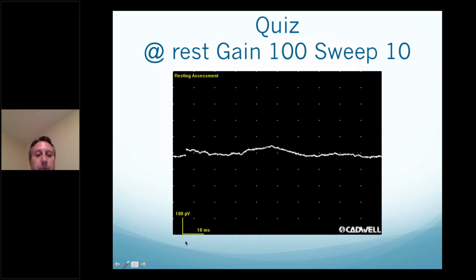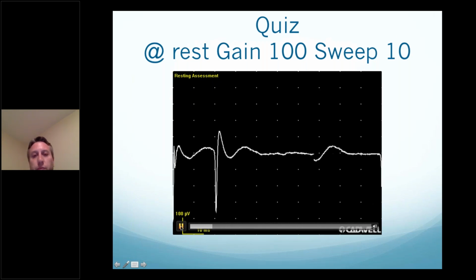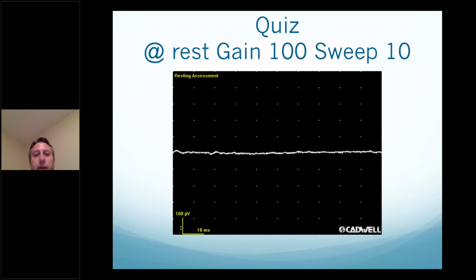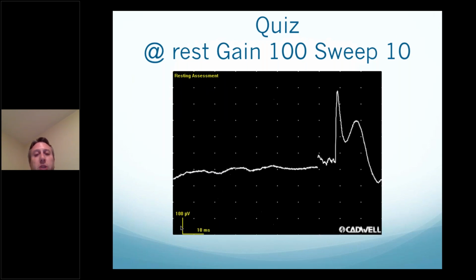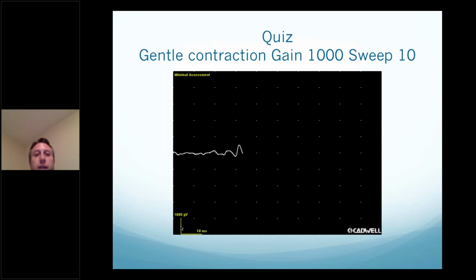I'll play it one more time so we can see it again. It's there, and it looks like it keeps going, but then it just dies. It starts again and goes a little bit, but it didn't continue. So this will be an abnormal increase in insertional activity. Let's look at this again.